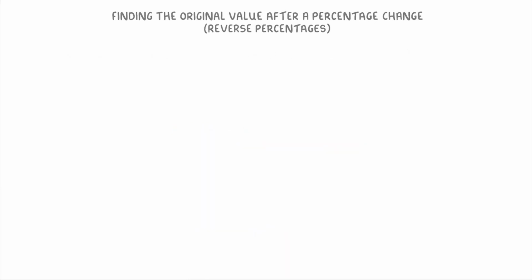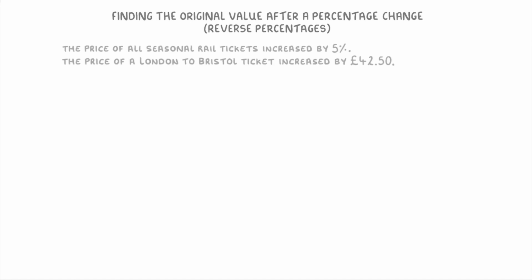Now, just before we finish, we need to look at a slightly different version of these reverse percentage questions, which are ones where they tell you how much the price has changed by, rather than telling you the new price. For example, in this question here, we're told that the price of all seasonal rail tickets increased by 5%, and that the price of the London to Bristol ticket increased by £42.50. What did the ticket cost before and after the increase?